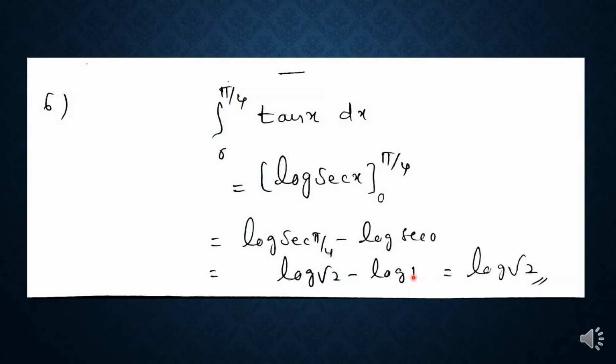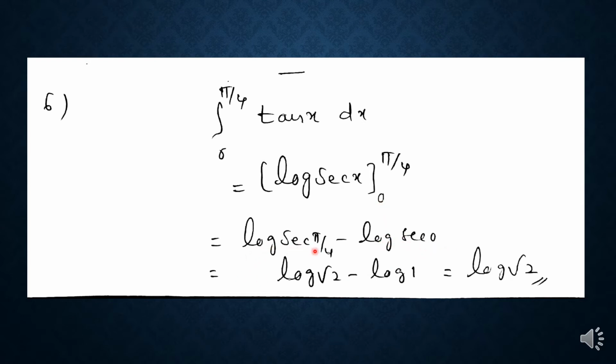Next problem. Evaluate integral 0 to pi by 4 of tan x dx. So we know that integral tan x dx can be determined by the formula integral f dash x by f of x dx. From that we will get the integral value, which is log secant x. So integral tan x dx is equal to log secant x, from 0 to pi by 4. Now substitute the upper limit, x is equal to pi by 4, that becomes log secant pi by 4 minus, now put x is equal to 0 here, that is log secant 0.